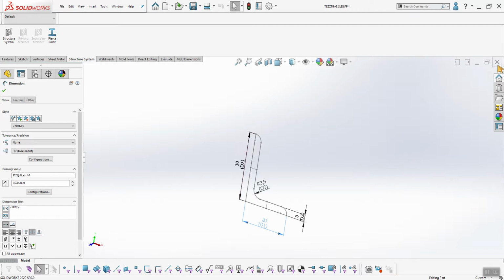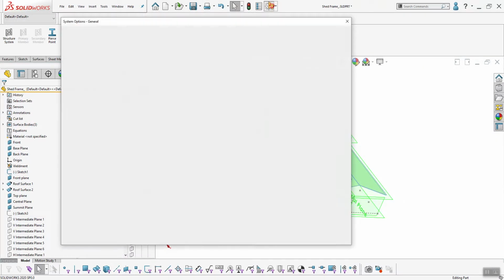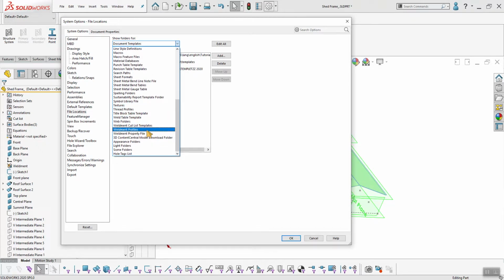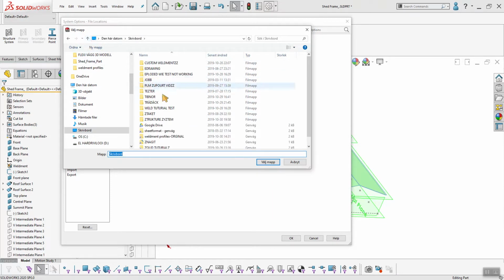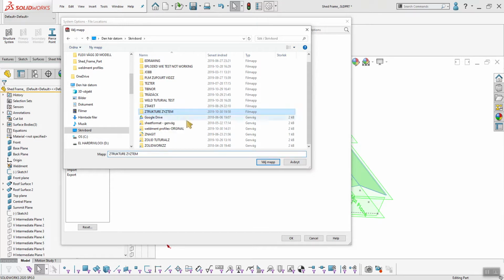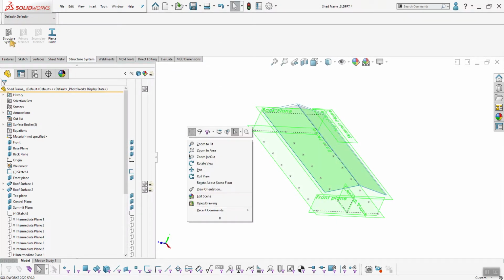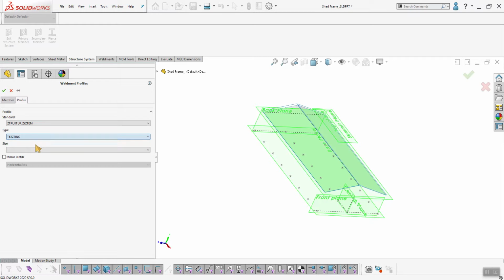So then what I did, now that I figured it out, I went in here, file locations. On the profiles, add. And now I'm only adding whatever I have on my desktop, right? I'm adding structure system. You see, there's my profiles. So that's the workaround, how you get around it until SolidWorks decides to fix the original pathway.